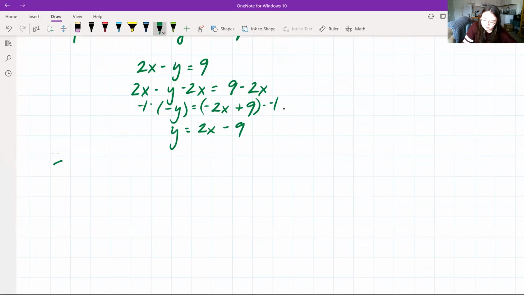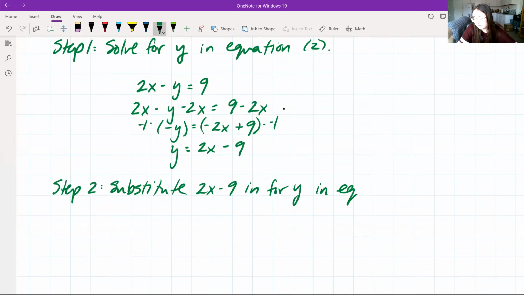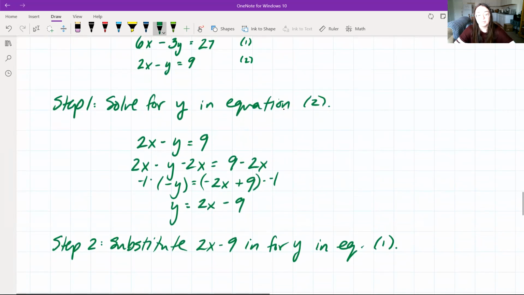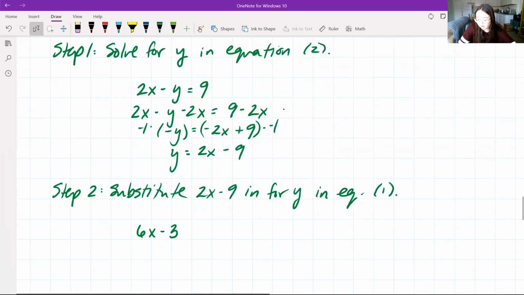And now for step 2, we want to substitute 2x minus 9 in for y in equation 1. Since we solved for y in equation 2, we're now going to plug this expression into equation 1, where equation 1 is 6x minus 3 times y. So now we have 6x minus 3 times (2x minus 9) is equal to 27.